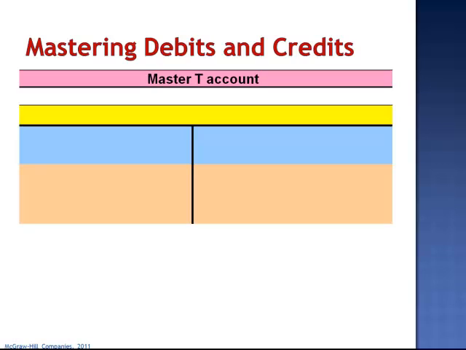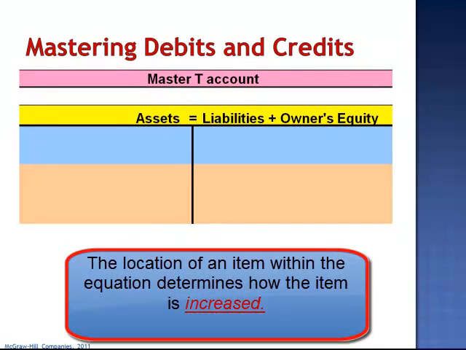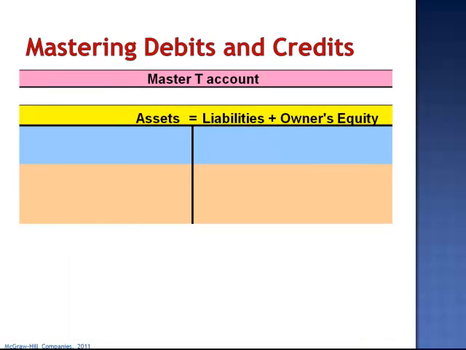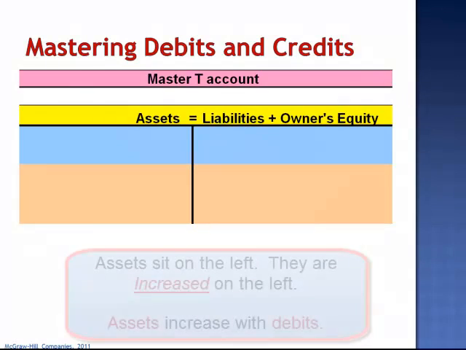What I'd like you to do is to draw out a T. Put the equal sign at the top of the intersection of the T, and then complete the accounting equation, putting the word assets to the left-hand side of the equal sign and liabilities and owner's equity to the right. And this is going to be a very visual process. The location of an item in the accounting equation is going to determine the side, the debit or credit, that results in an increase. Assets sit on the left-hand side of the equation.